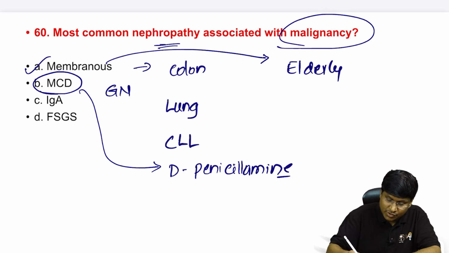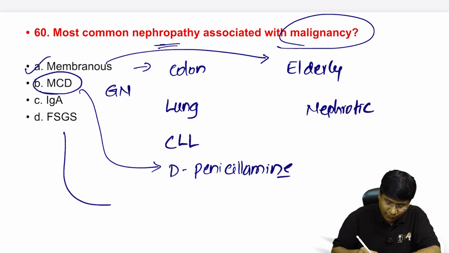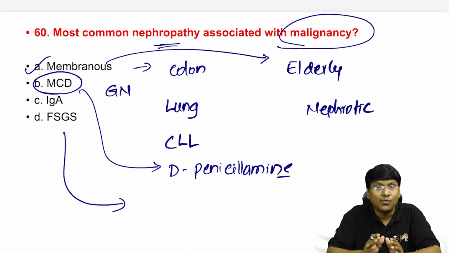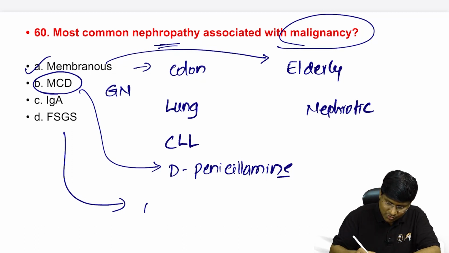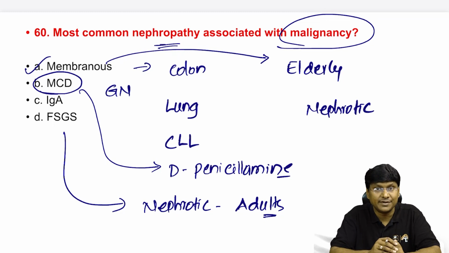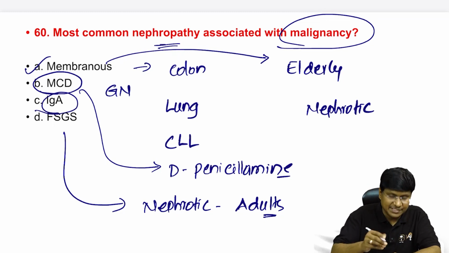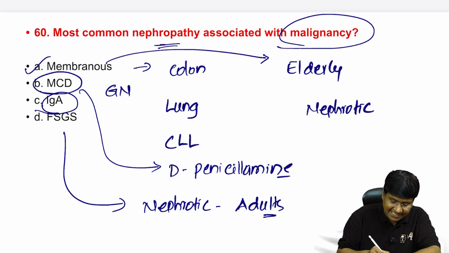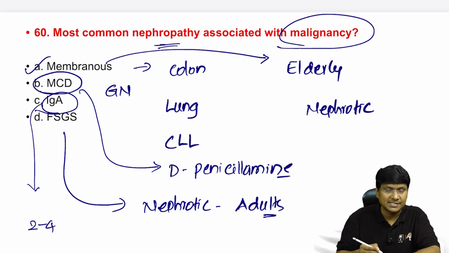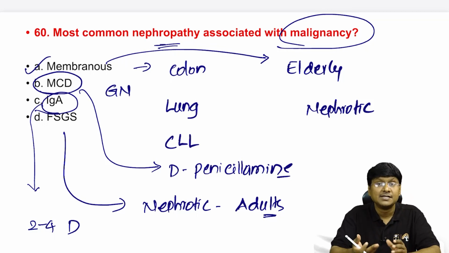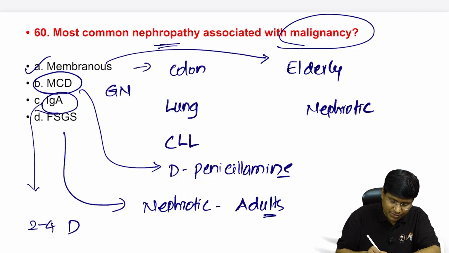Membranous glomerulonephritis is a form of nephrotic syndrome, commonly observed in elderly individuals. Whereas focal segmental glomerulosclerosis is also a form of nephrotic syndrome, which is commonly observed in adults. Whereas IgA nephropathy is a form of nephritic syndrome, and it will occur 2 to 4 days after an upper respiratory tract infection. So that is your IgA nephropathy.